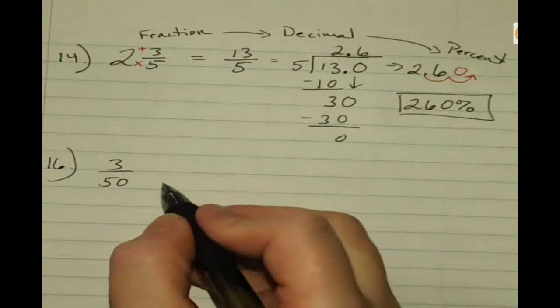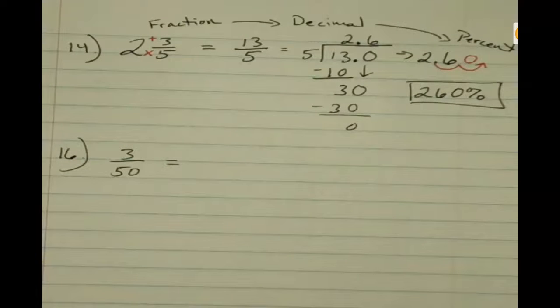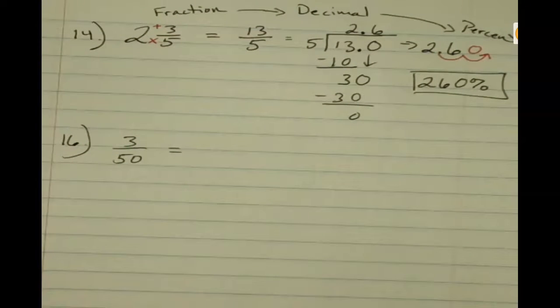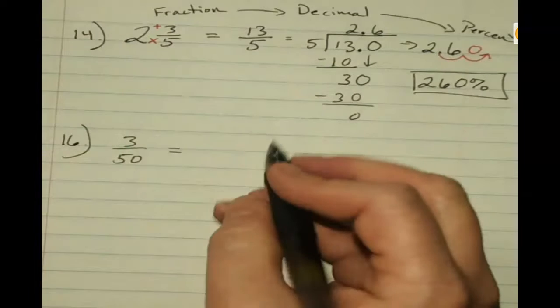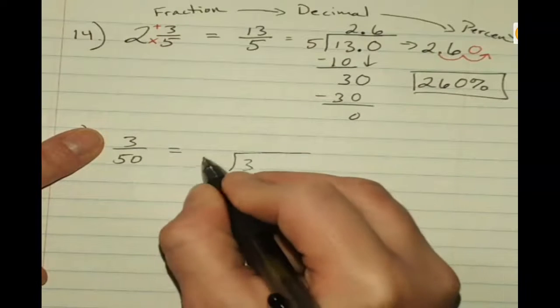Okay, let's do this one. Joseph, you want to do this? Sure. All right, so we're changing it to a percent. Let's see. Go ahead, Joseph. So I would do it like where you put it over 100. What do you mean? So you would divide 3 by 50. Oh, okay. So you're dividing these? Okay, so 3 divided by 50.